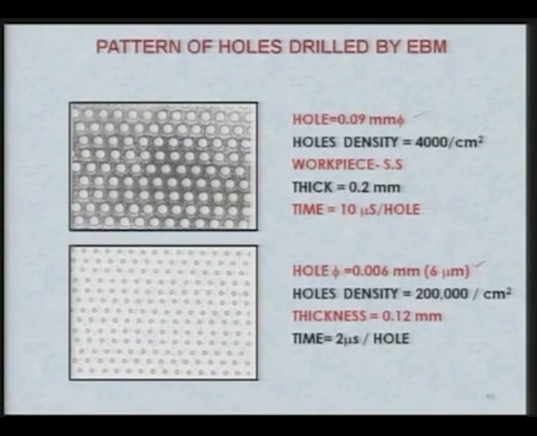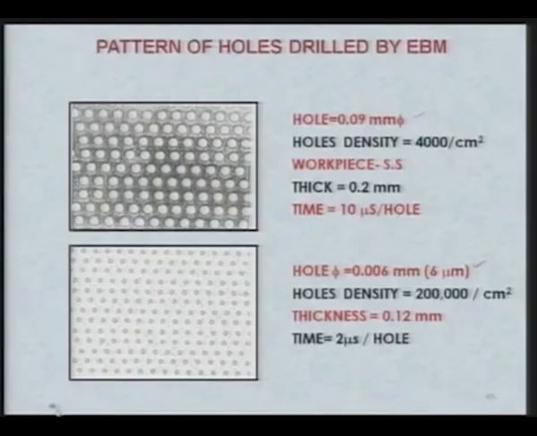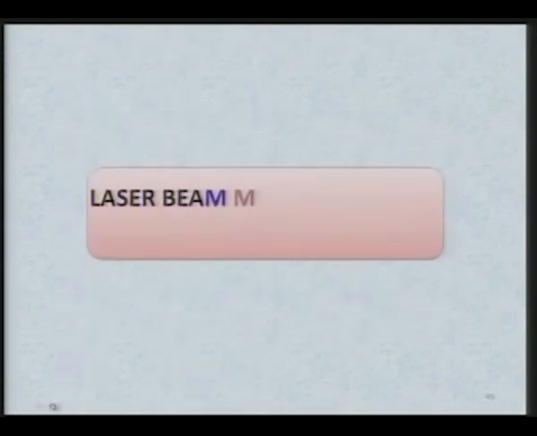You can see 200,000 holes per square centimeter they have been able to create in a sheet of just 120 micron thickness, and the time taken has substantially reduced compared to the 90 micron size holes, and here the time taken is 2 microsecond per hole. So, you can see a very specific application of electron beam micromachining, especially in creating patterns or circular patterns of holes in the stainless steel sheets, which are used for making filters.